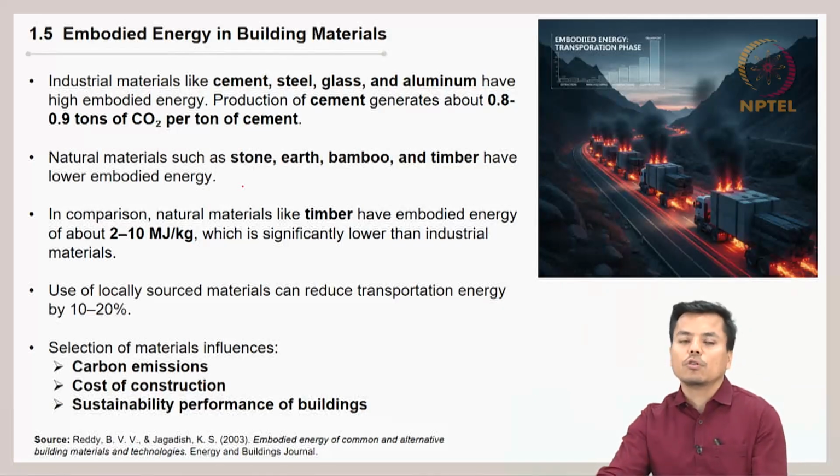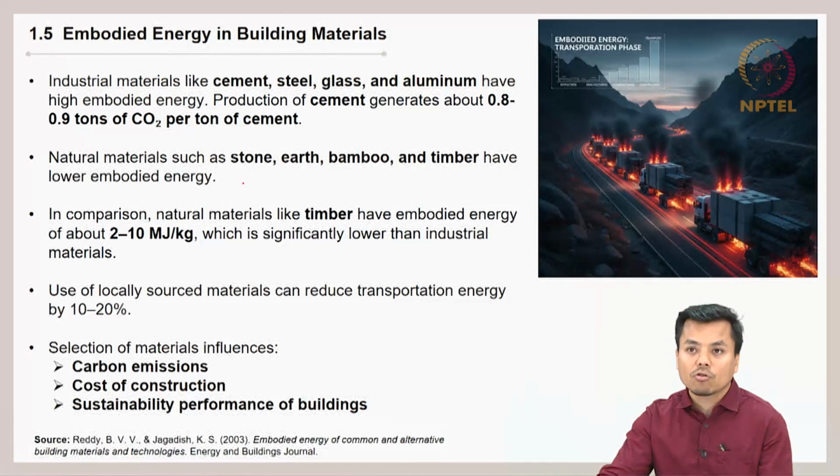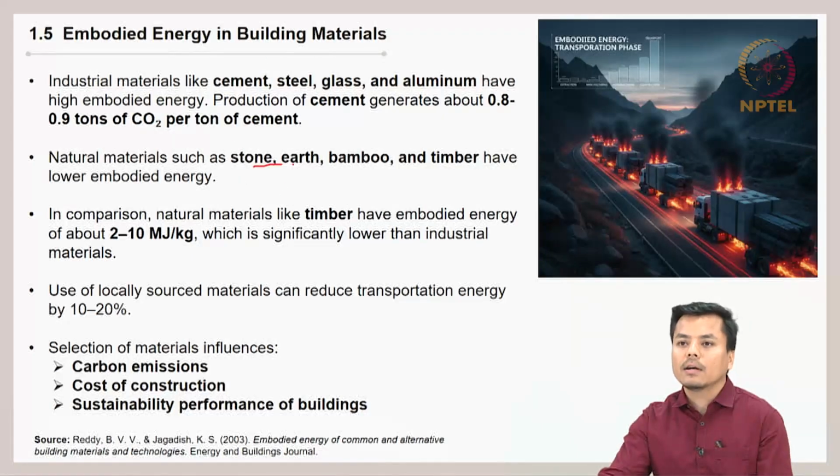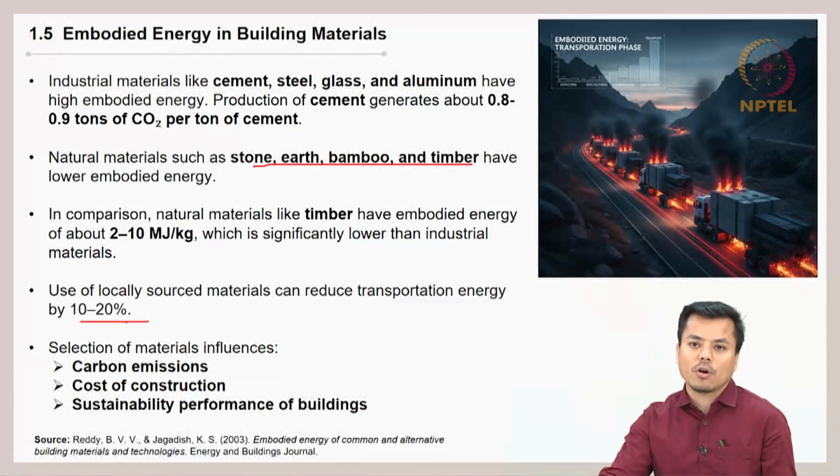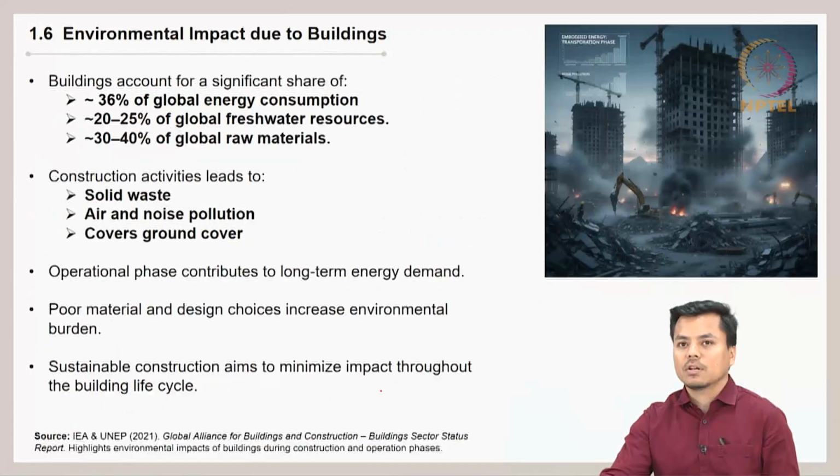Rather, we should promote the use of locally available or natural materials like stone, earth, bamboo and timber. Use of locally sourced material can reduce transportation energy by at least 10 to 20%, because the transportation cost is minimized. So the selection of material influences carbon emission, cost of construction and sustainability performance of the building. These are all associated with how well you understand the material and use it during construction.